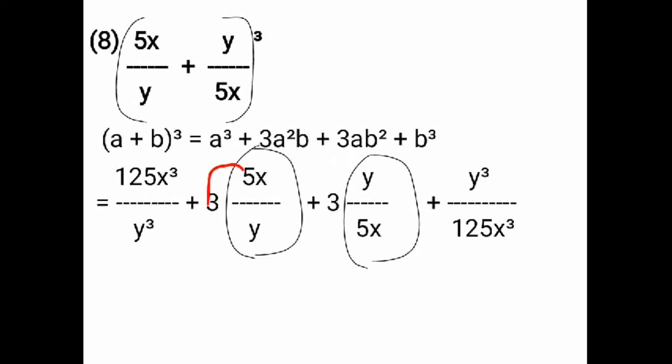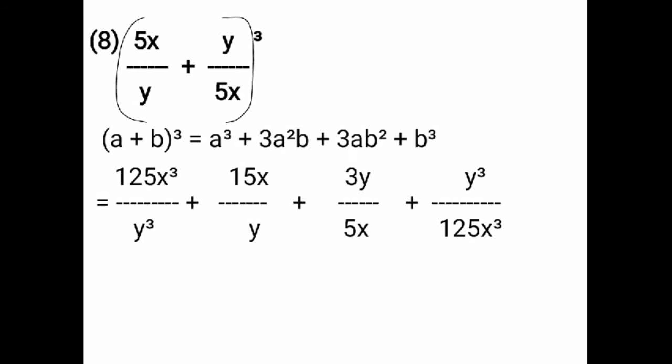Then finally you have to write this all step, that is 125 x cube upon y cube plus 15x upon y plus 3y upon 5x plus y cube upon 125 x cube.